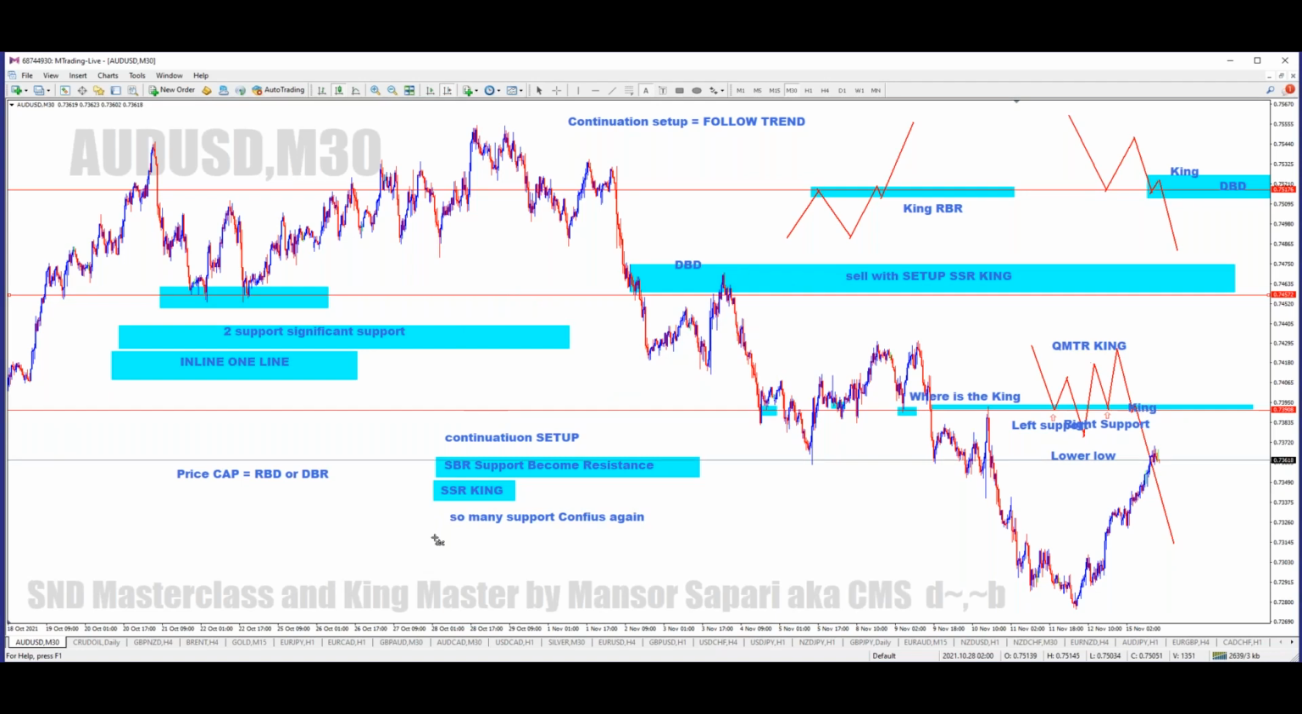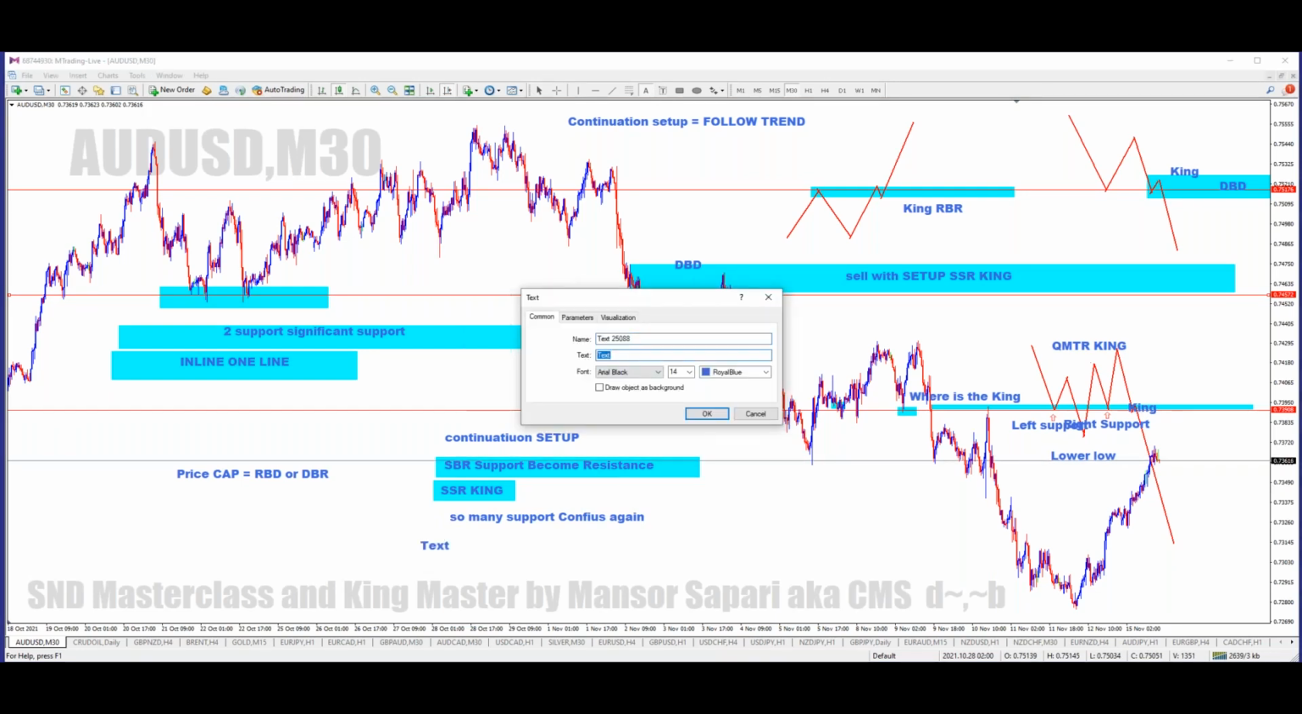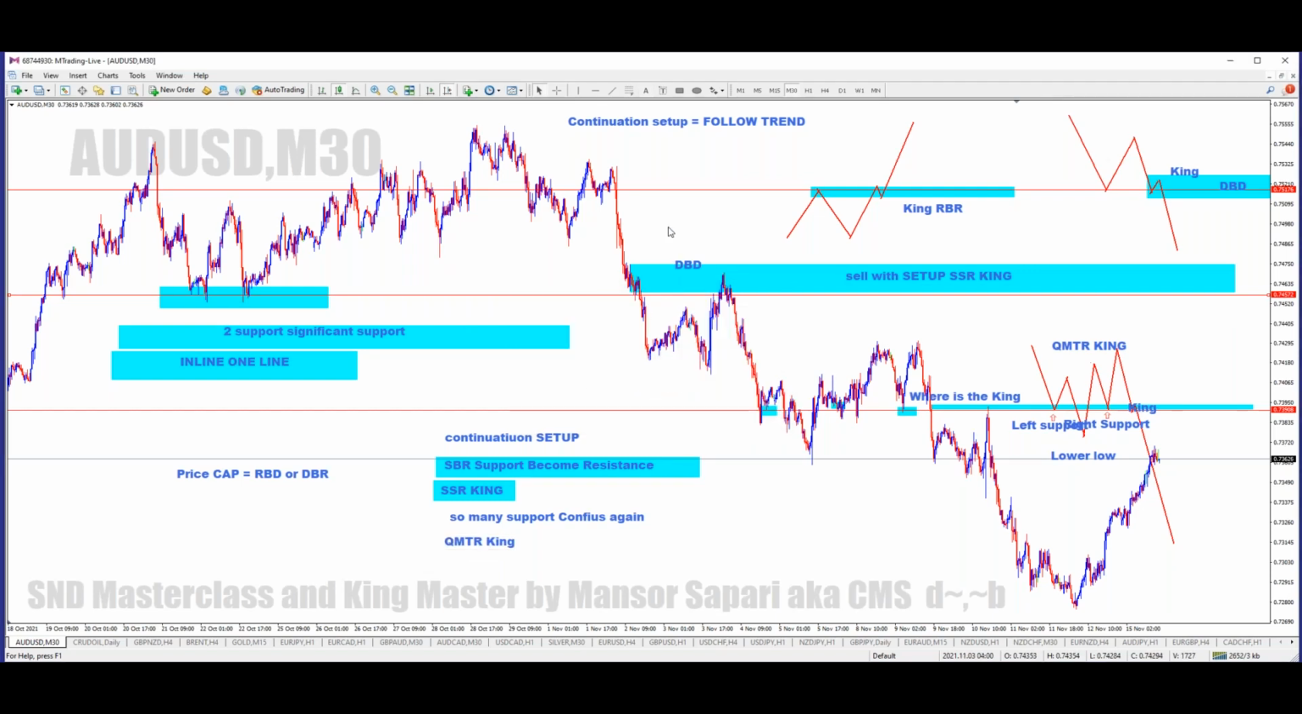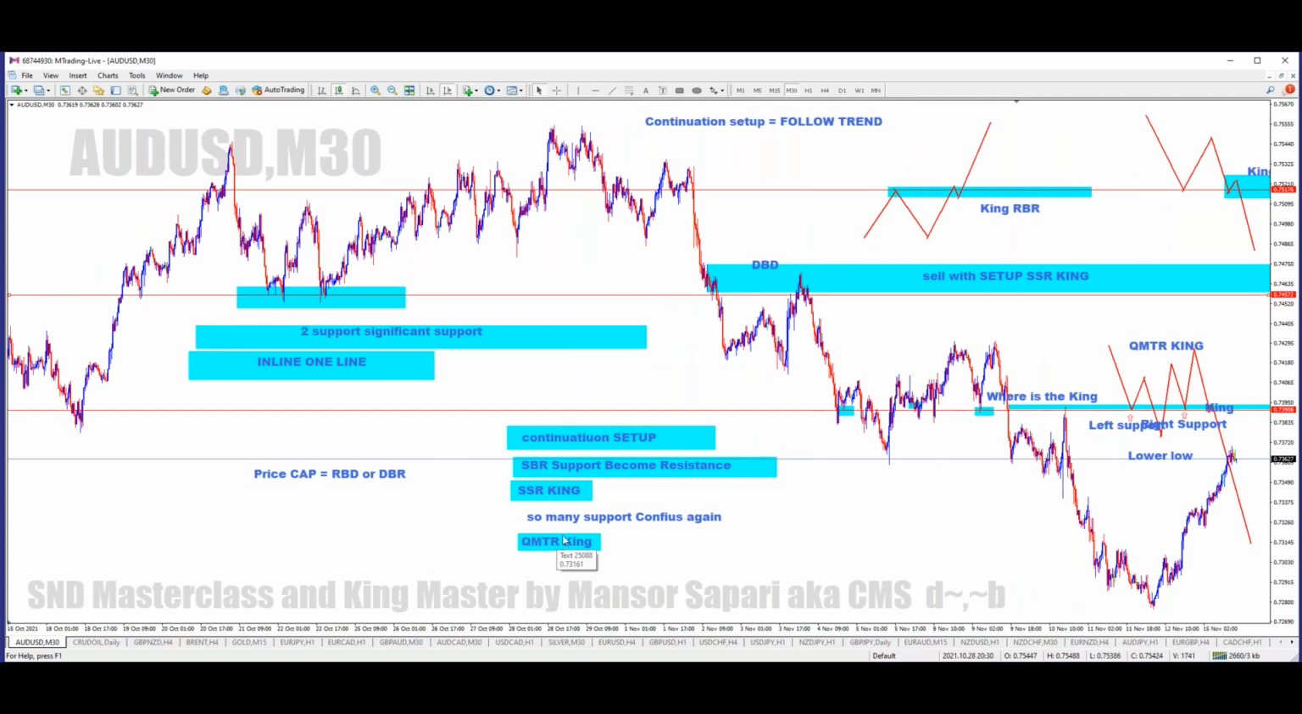We use QMTR king. Understand or not? It is still the same thing. It is still continuation king. It is still support become resistance. It is SSR king. It is still QMTR king. The only difference is sometimes you can see a lot of support here, and sometimes you can see a very simple support like this. Okay? You understand?